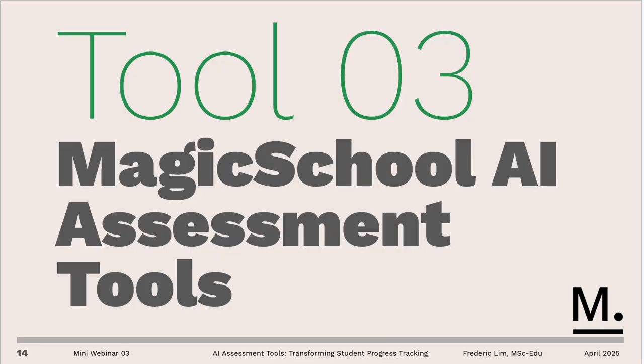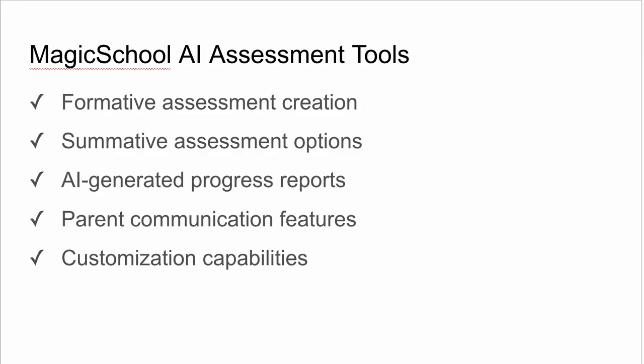Tool number 3 is MagicSchool AI assessment tools. MagicSchool has so many ways that you can use AI, but let's focus on the assessment tools that they have. These tools can make your work easier and save time. There's so many here. There's formative assessment creation.